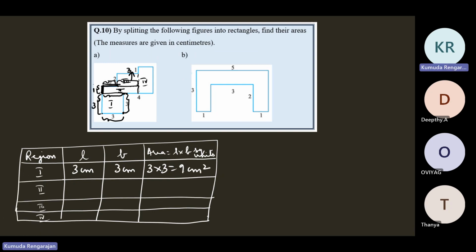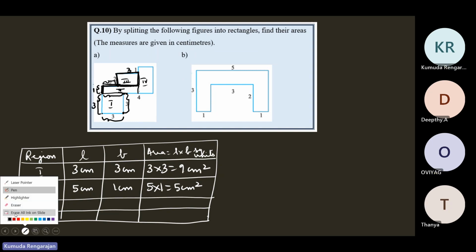Length is equal to 5 centimeters and breadth is equal to 1 centimeter. So area is equal to L into B, which is 5 centimeters square. Now coming to rectangle 3. I think that is easy. You can help me with the length and breadth of region 3. Yeah, this is region 3, children. Can I tell the answers for that?